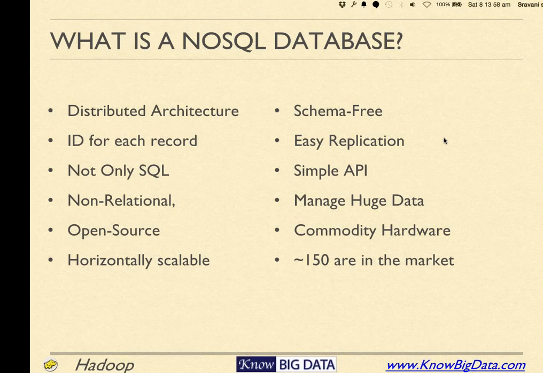Because if you start trying to give relational properties to NoSQL databases, then they become slower, and it becomes impossible to maintain the relational properties, as we saw in the previous screen. All right.